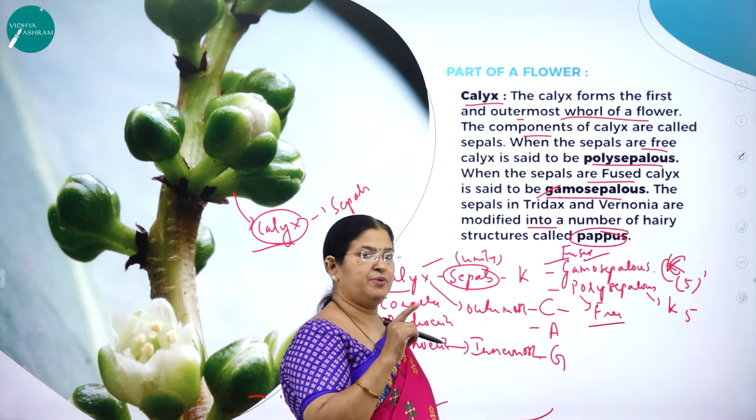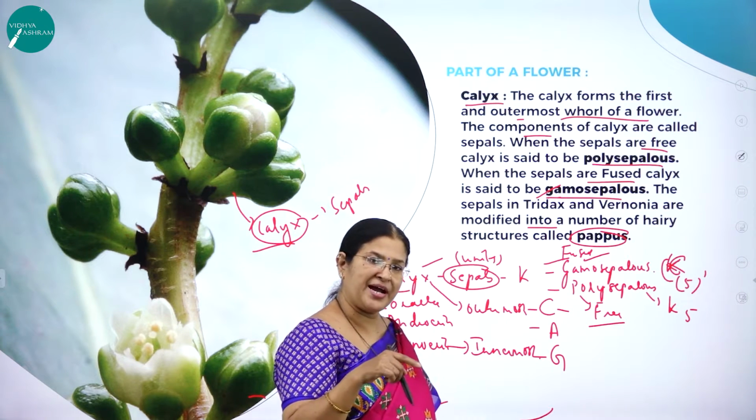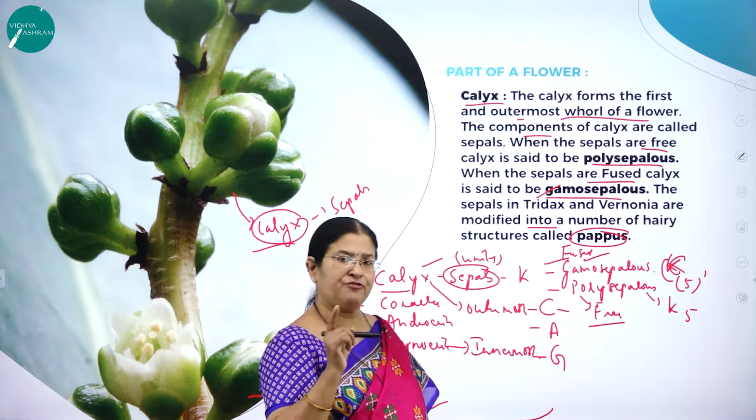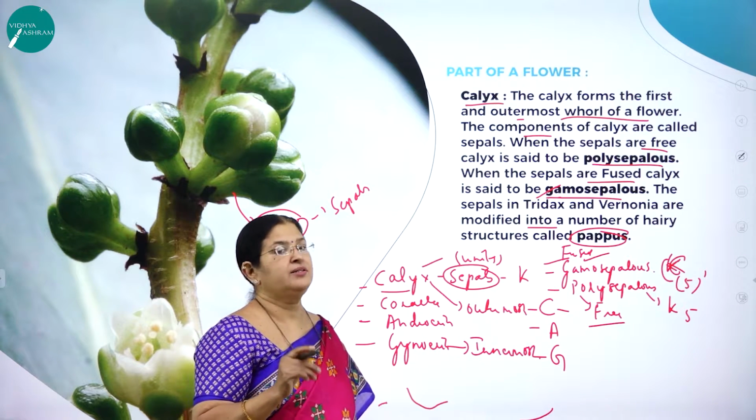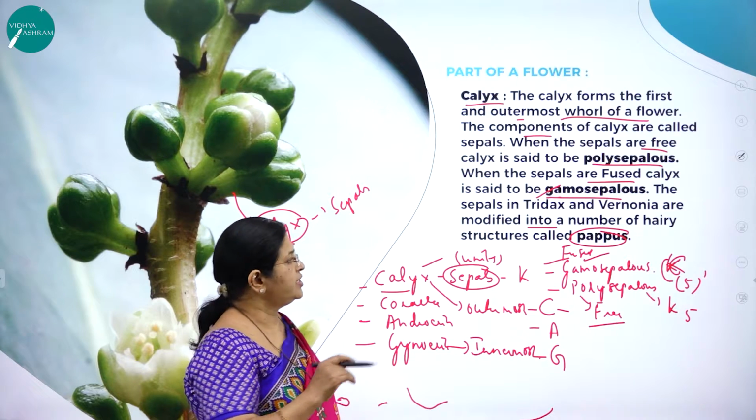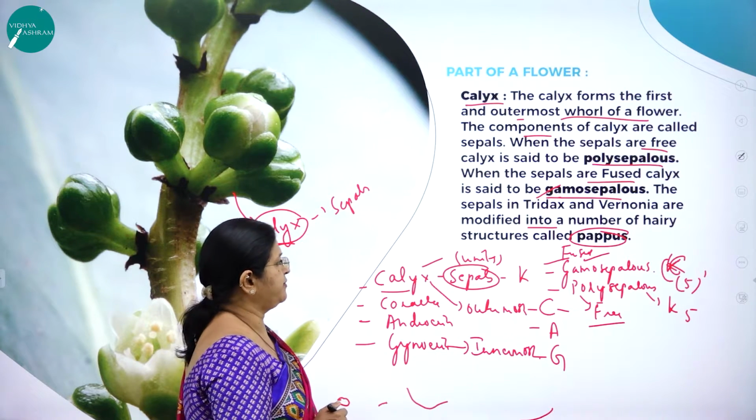So K is the symbol for calyx, and if you put a bracket, it is understood that the sepals are fused. If you don't put a bracket, what is it understood? It is understood that the sepals are not fused. These are the terms which you should understand.